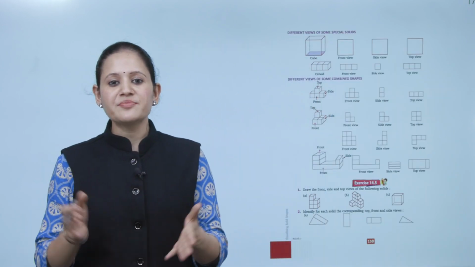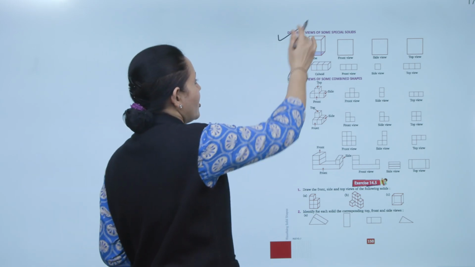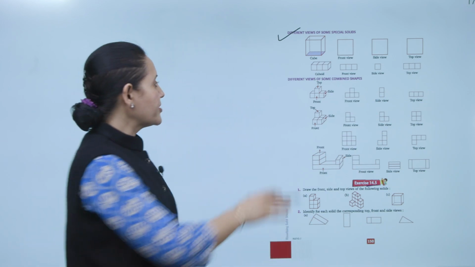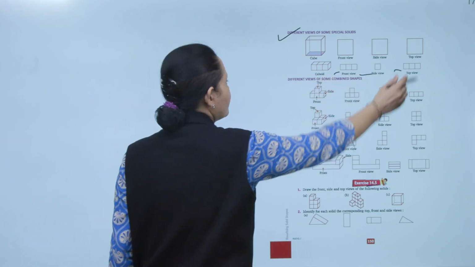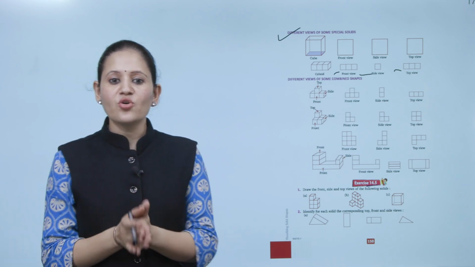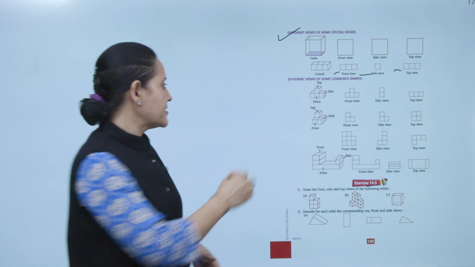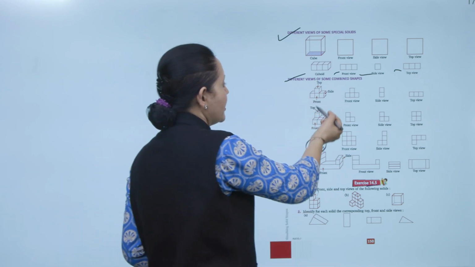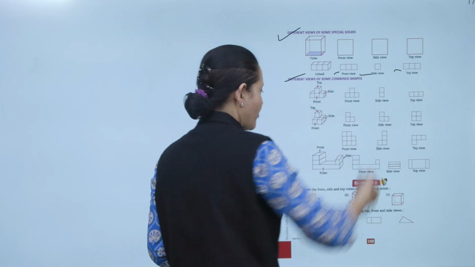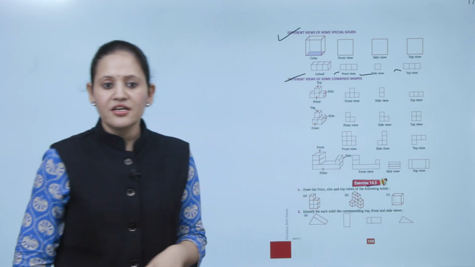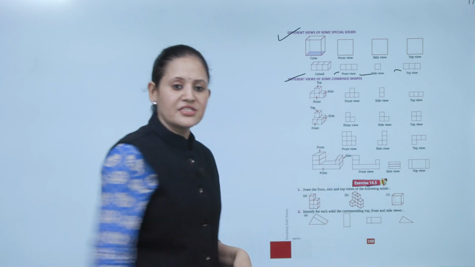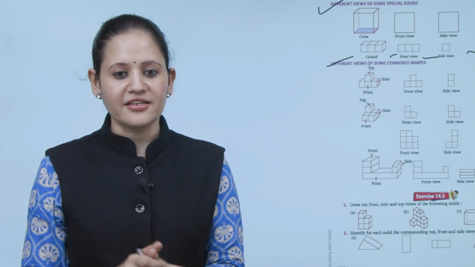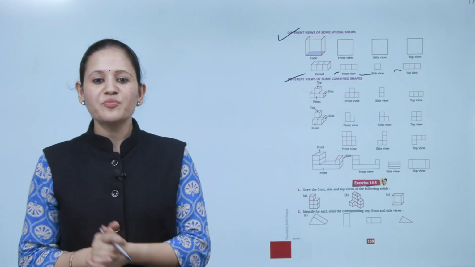Next is different views of some special solids. So, a cube: this is the front view, side view and top view. If we talk about the cuboid, this is the front view, side view and top view. Clear? Next, different views of some combined shapes. So, in this shape, you can see this is the front view, side view and top view. Like this, here the different views of different shapes are given. So, you can see how they look different from each other. Clear? Next is exercise 14.5.